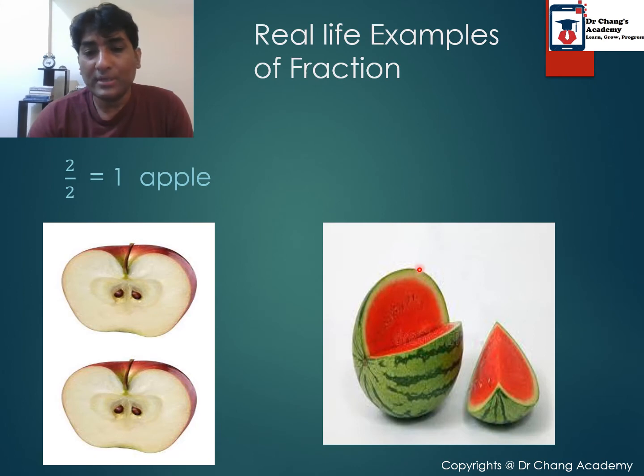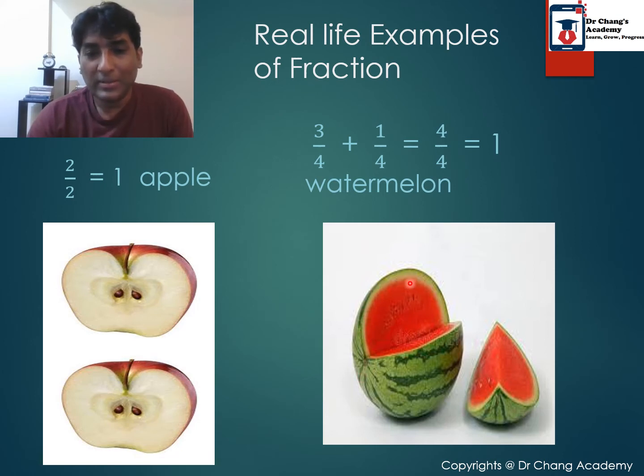Okay, what about this watermelon? How can we write it? Well, we want to write this as 3/4, although it is not cut into 3 different fourths, but we can see from here that 1/4 has been taken out, so the remaining is 3/4. We can write 3/4 here, and then 1/4 here, and altogether it is 4/4 and equal to 1. So the whole watermelon is 1 or 4/4, and this part we can write as 3/4.